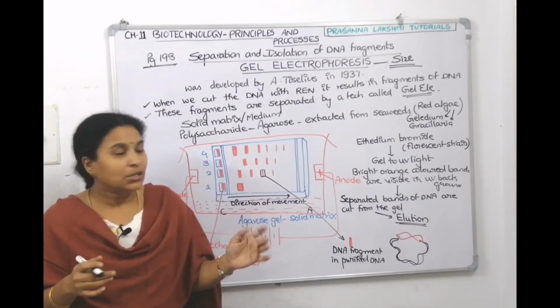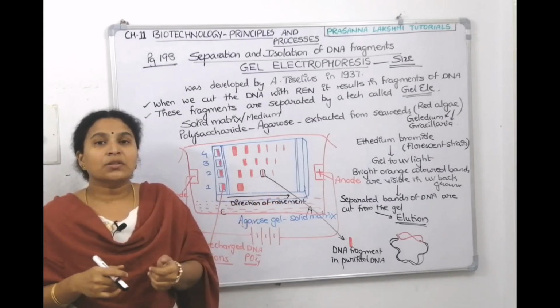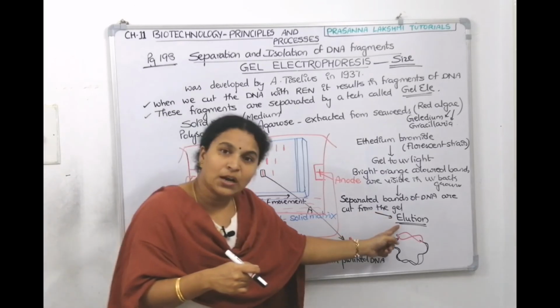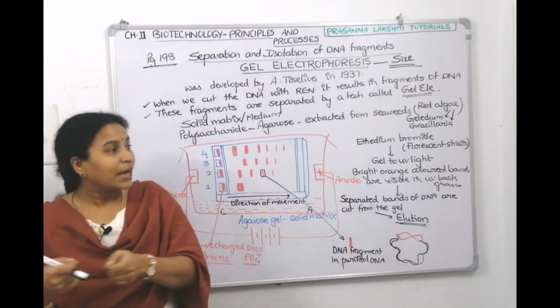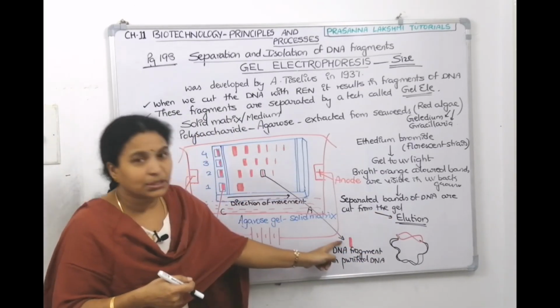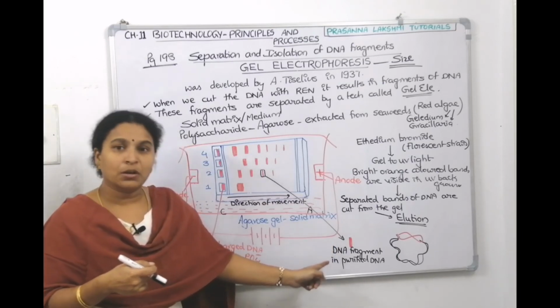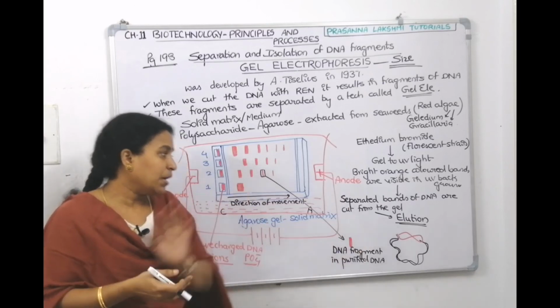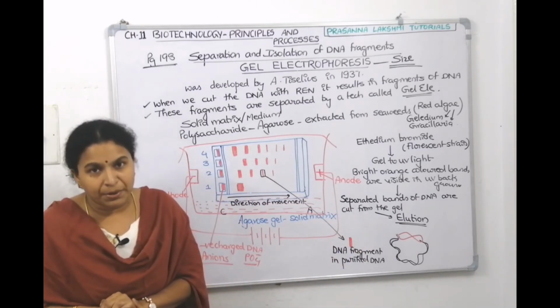After visualizing it, you need to pick the fragment, right? Cutting out the separated fragments from the gel is called elution. Elute it out. I did it. This fragment, I took it out. The purified fragment came out. Then this fragment is combined with the plasmid DNA to obtain a recombinant vector.